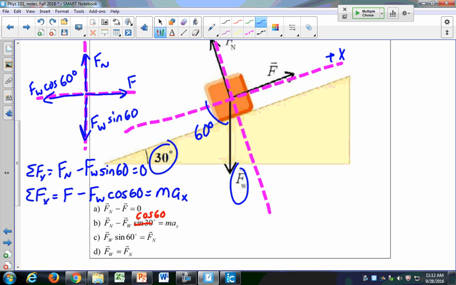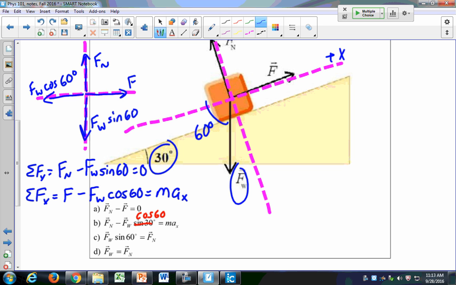Here I have Fn minus Fw cosine 60 equals max. That's wrong for a couple of reasons. First of all, notice the normal force. Is that x or y direction? It's in the positive y direction, but it has an ax over here. So that's not correct. And besides, ay is equal to 0. And then also this Fw cosine 60, well gosh, it's on the x-axis. So these two vectors, they're not related either.